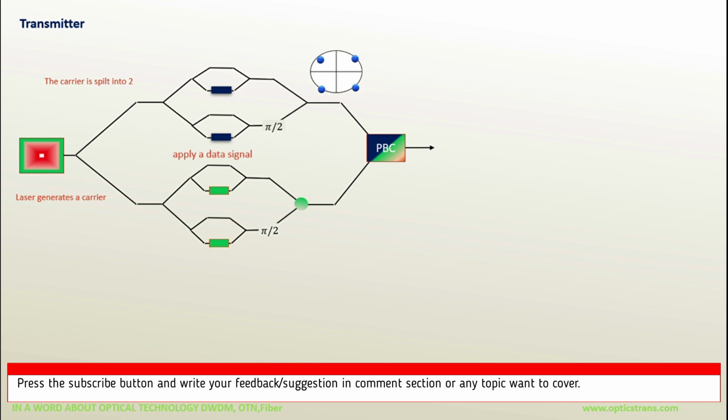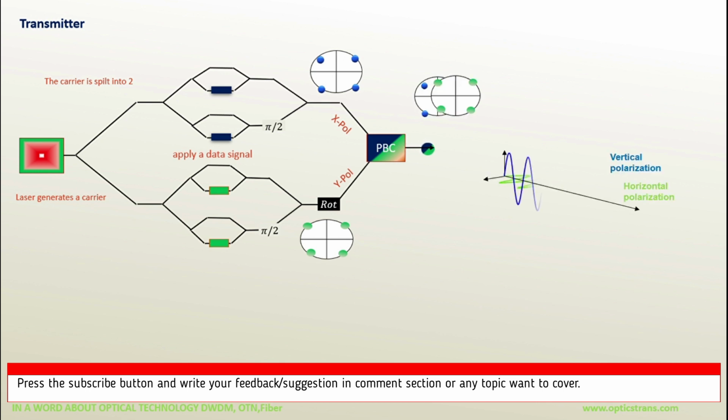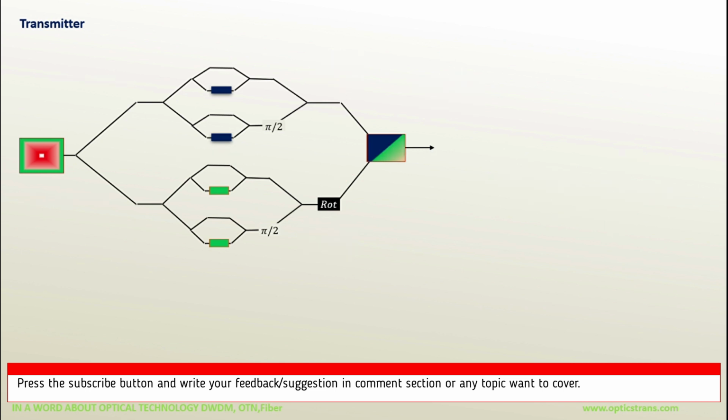On the lower part of the circuit, we are using a rotator to rotate the signal polarization to horizontal. Then the signals are sent into the polarization beam combiner so that the signal from the upper half of the circuit becomes X polarized and the signal from the lower half of the circuit becomes Y polarized. From the PBC, the signal goes out. Here is an illustration of how dual polarization travels in vertical and horizontal polarization mode. I hope this is clear now.